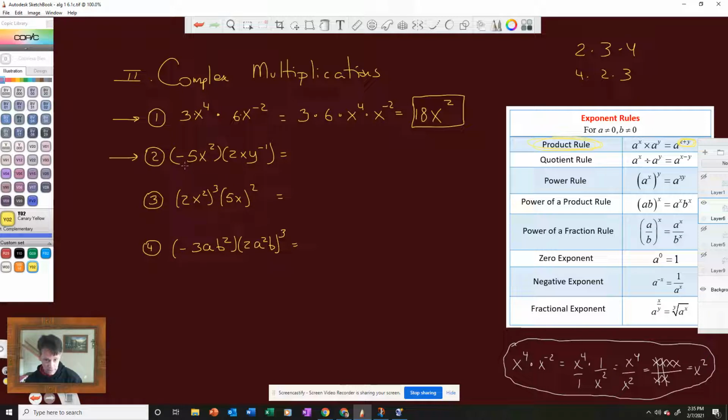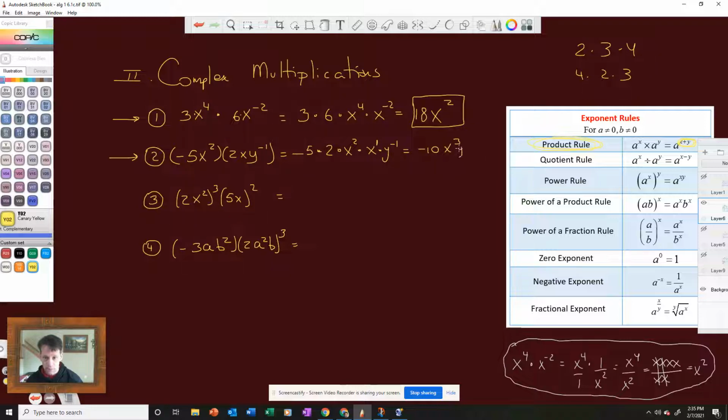All right, let's see. I have negative 5 times 2 times x squared times x times y to the negative 1. All right, I just kind of took all these terms and broke it apart and put them in a different order. Notice that these parentheses and this dot, they mean the same thing. I just wrote it in different ways. So here I'm going to get negative 10 because negative 5 times 2 is negative 10. X to the second times x to the first is going to give me x to the third. And then I'm going to have this y to the negative 1.